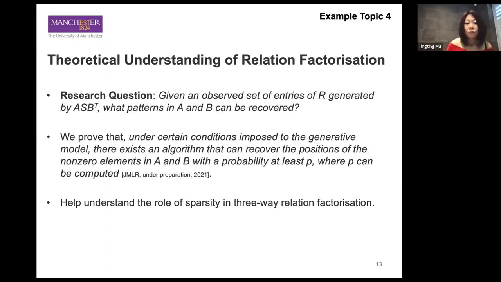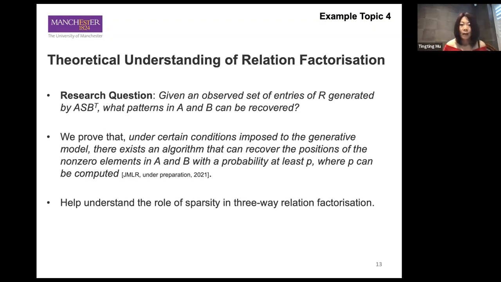And so we have recently proved something new, which is not published yet, but I'm very excited to share with you a flavor of this theorem. We discovered that if you impose certain conditions on this generative model, which is not that difficult to be satisfied in reality, then there exists an algorithm that can recover the positions of the non-zero elements in A and B with a probability at least P. And this probability P, you can calculate it.